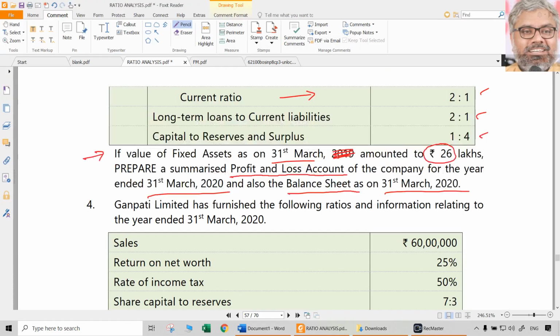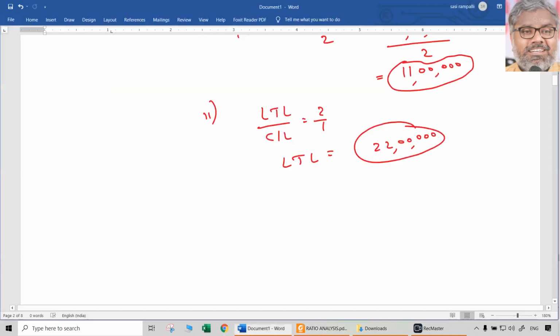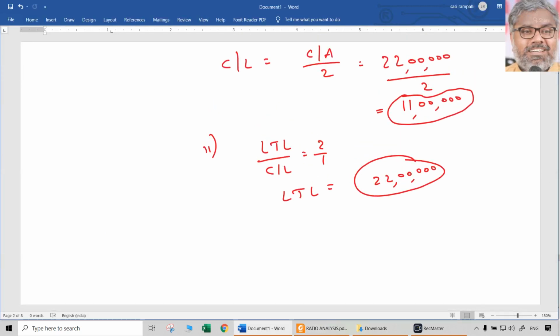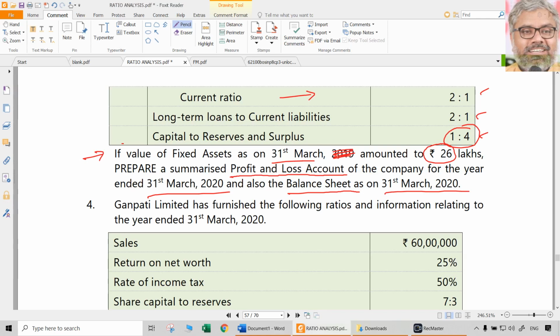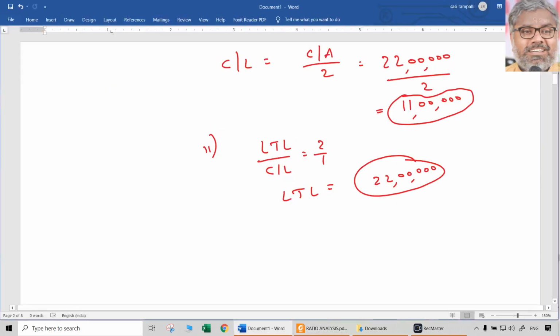That is also broken. Then capital to reserves and surplus 1:4 is given. We have not reached that stage. How much is capital, how much is reserves and surplus? That stage of the balance sheet we have not yet reached. So we have to use this after we reach that stage.